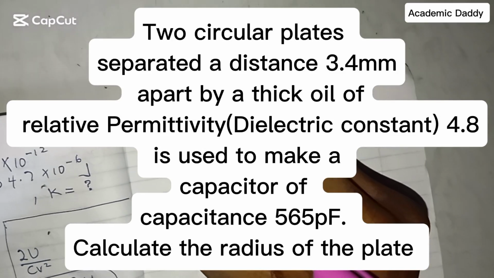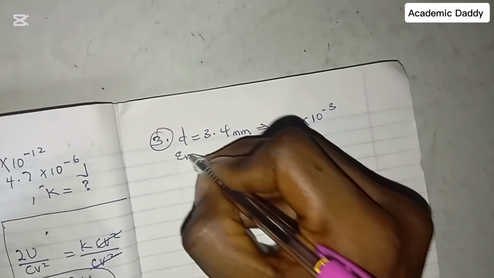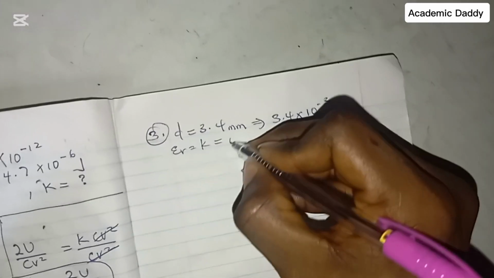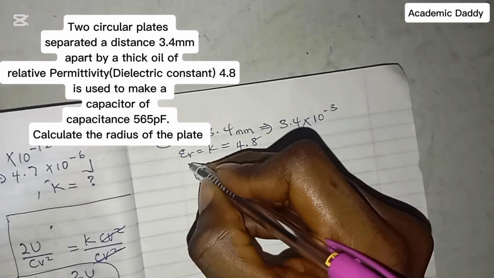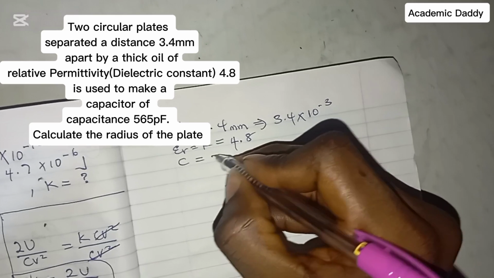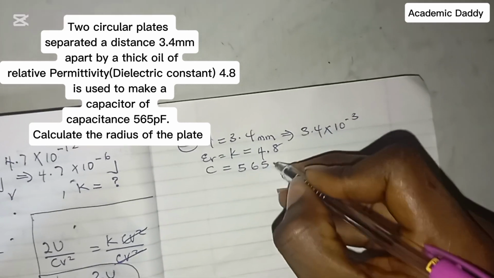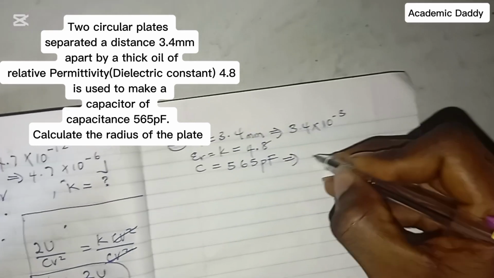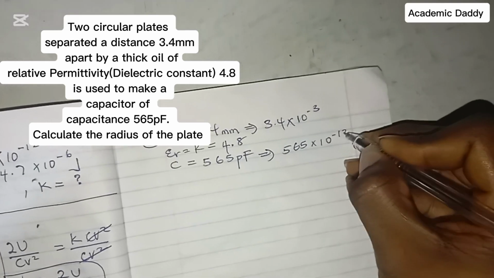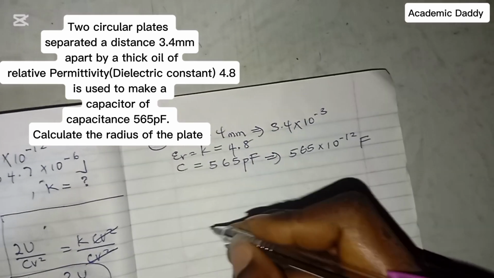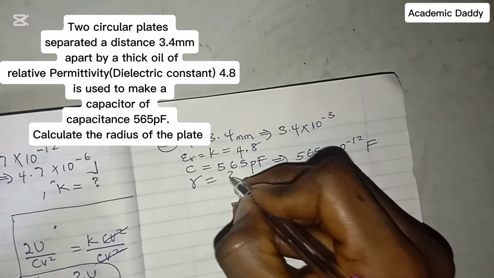Then they give us ER, which is equal to K, to be equal to 4.8, the dielectric constant. Then they give us capacitance to be equal to 565 picofarads, which is something like saying 565 times 10 raised to the power minus 12 farad. Then we don't know the radius.